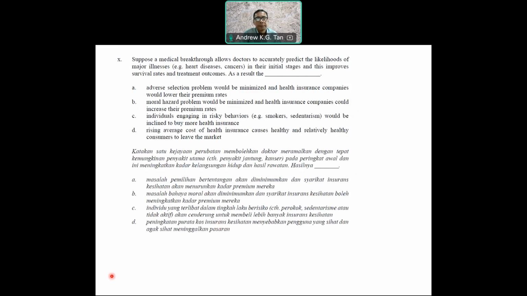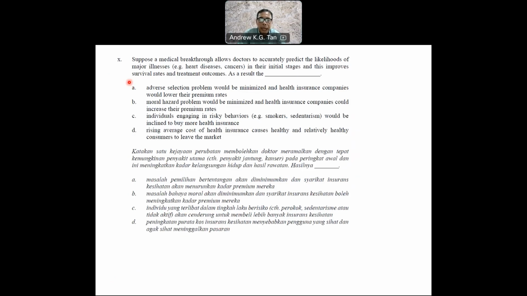Number 10, suppose a medical breakthrough allows doctors to accurately predict the likelihoods of major illnesses such as heart diseases and cancers in their initial stages. And this improves survival rates and treatment outcomes. As a result, what will happen?